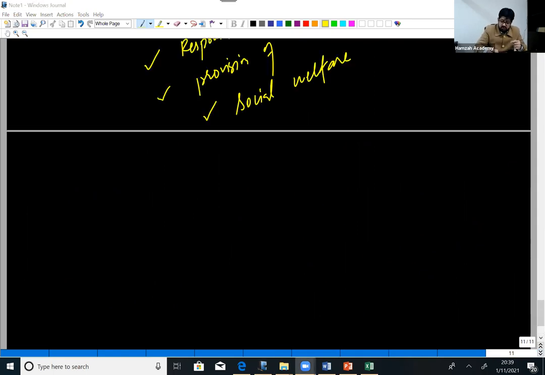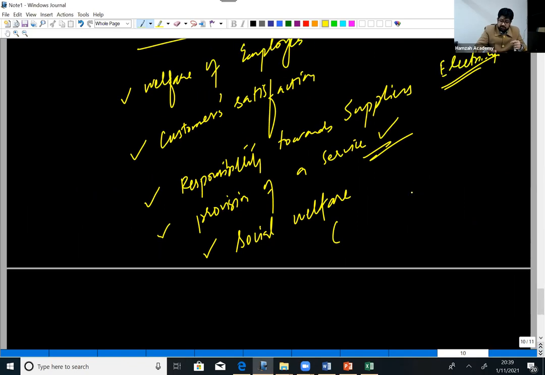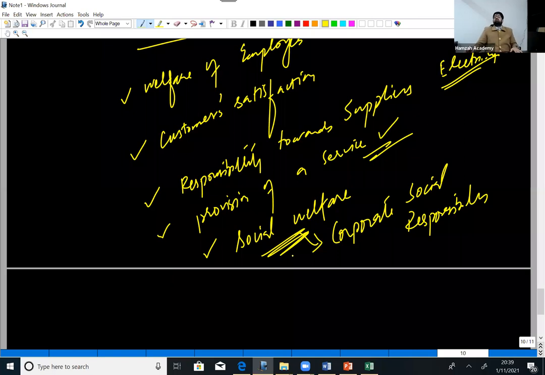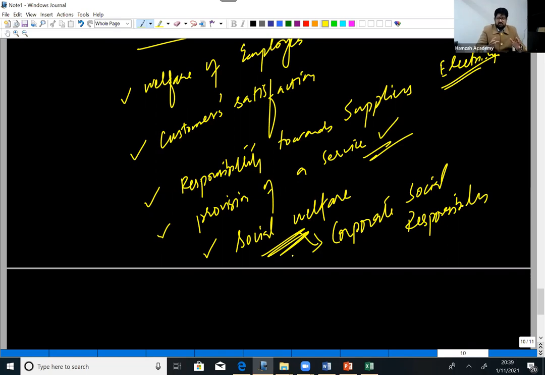Corporate social responsibility. When the company wants to give money to some poor people, for food, shelter, education, medication, or any other social welfare, that work is corporate social responsibility. Now, next.